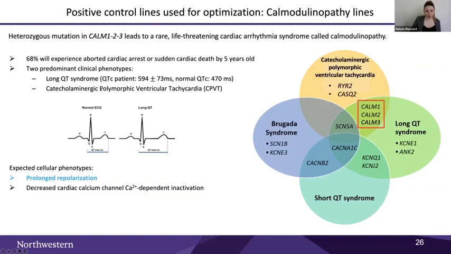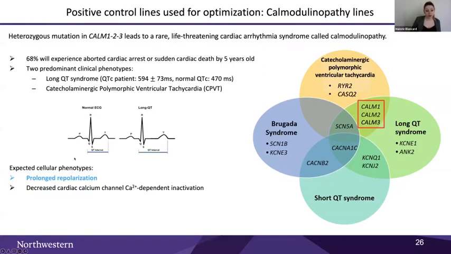And then the other phenotype is catecholaminergic polymorphic ventricular tachycardia. I'm not going to talk about it a lot, but it's a specific type of arrhythmia that is triggered by stress. So people doing things like biking, swimming, or having acute emotion, and then they would have a cardiac arrest and die.